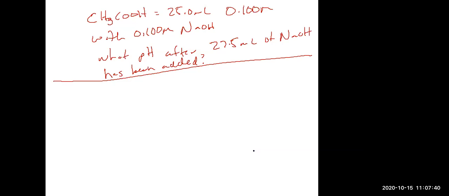By the way, the Ka value for this guy, in case you need it, is 1.8 times 10 to the minus 5.